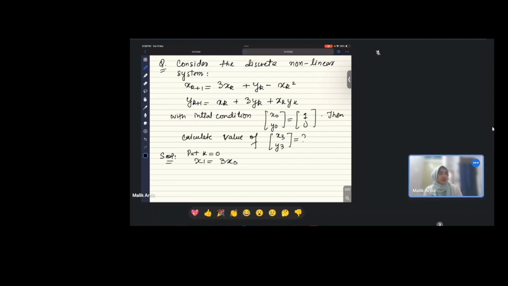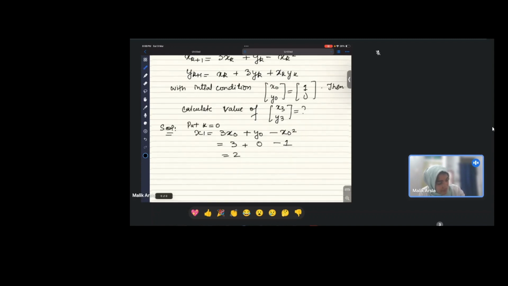Okay. I'll go through the solution. First we'll put k equal to 0, and it will give us x1 is equal to 3x naught plus y naught minus x naught square, which is nothing but 3 plus y naught, given as 0, minus 1, since x naught is equal to 1, so it will be 2. And y1 is x naught plus 3 y naught plus x naught y naught. From the initial condition, this will be 0 and this will be 0, so it will be 1.